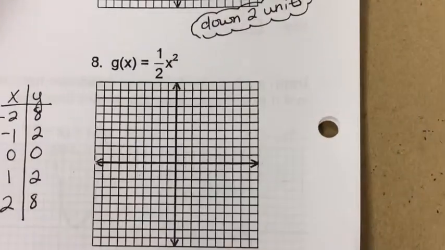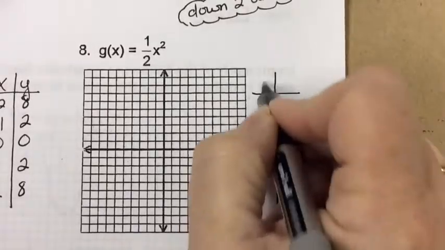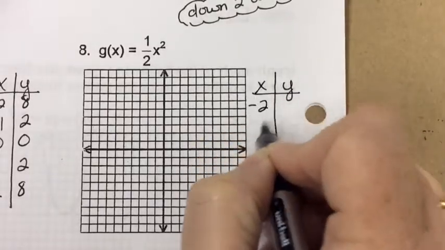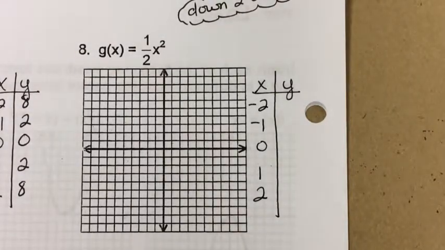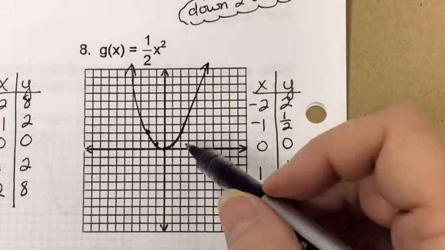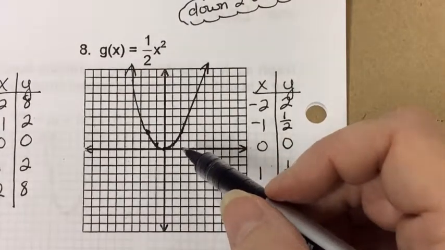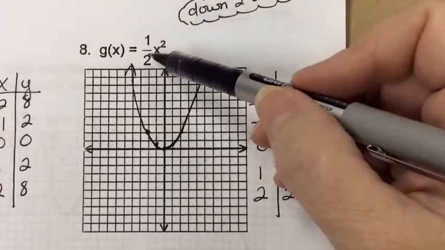This is g of x equals 1/2 x squared. I want you to do the same table. We're going to do -2, -1, 0, 1, and 2. Fill in your table and make your graph. Okay, so here's my graph on this one. This one is fatter or wider than my parent function, and that is because I have a 1/2 in front.